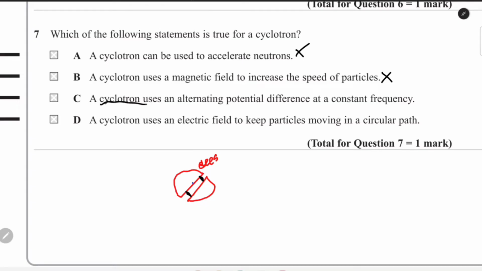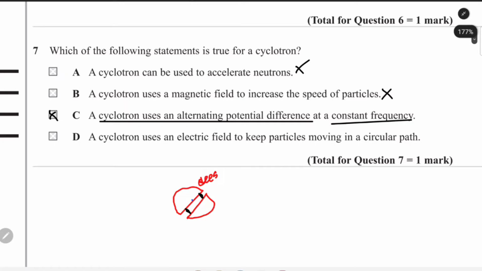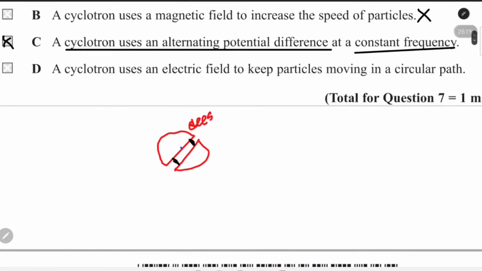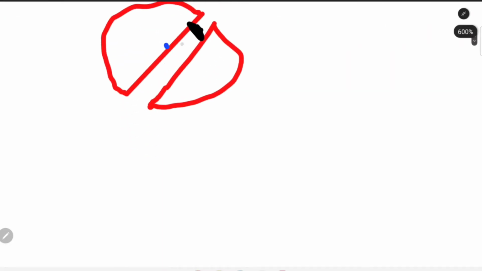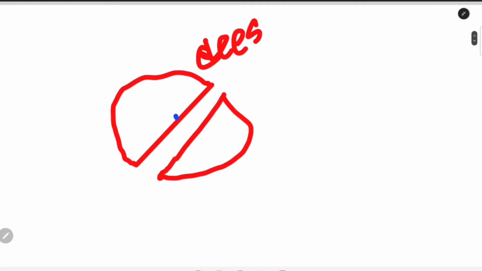Then in option C, we are told that it uses an alternating potential difference at constant frequency. This is the right answer. Cyclotrons use alternating potential difference since the object that they will accelerate has the same charge. So for example, if it's accelerating a proton, it's always positive. So it's attracted to the negatively charged side.